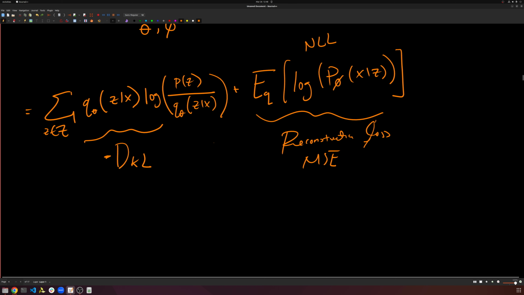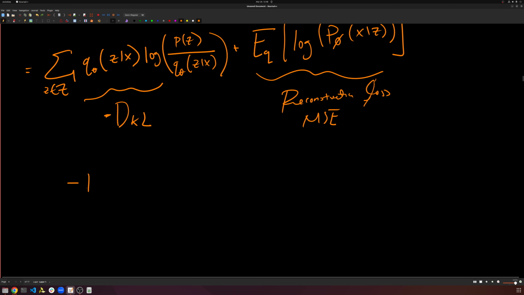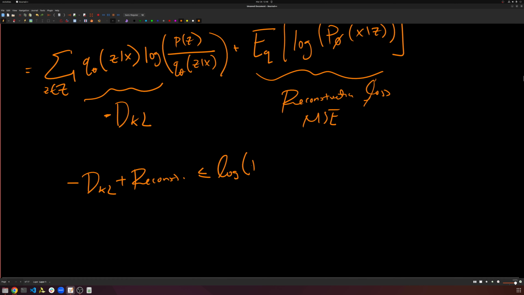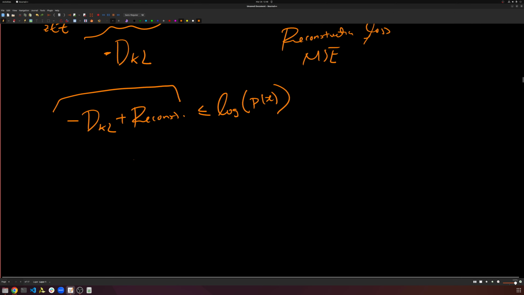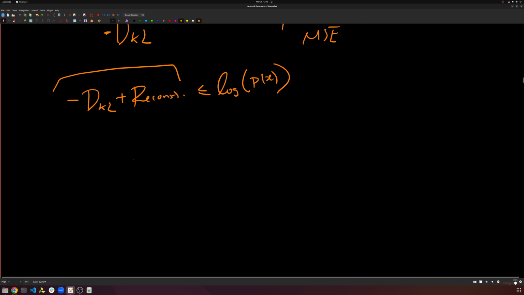So we end up with our final expression: negative KL divergence, plus our reconstruction, is going to be less than or equal to the log of the thing that we want. And there we go. This is effectively what it is. And so this is our final loss. This is basically our loss function. That's all we need to do. We could technically end here, but we want to find the final formula for all of this. So this is the end of our ELBO exploration.